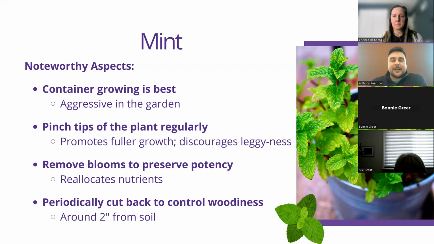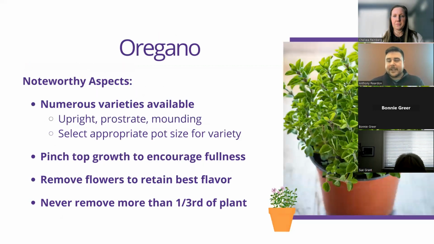And then periodically cut back the plant to control its woodiness. So this is one of those plants that will become woody eventually. So cutting this back every once in a while is going to help you prevent that and keep that new fleshy growth there. Next slide.